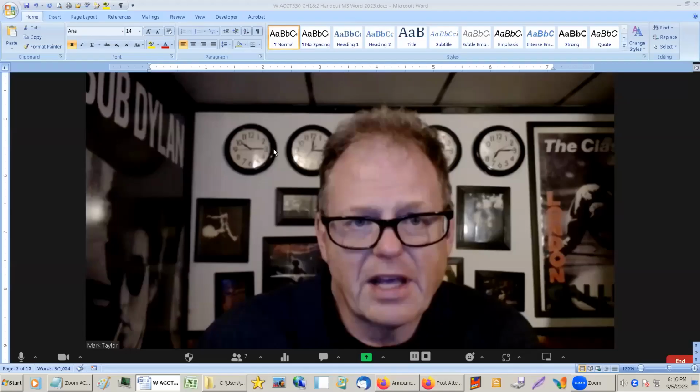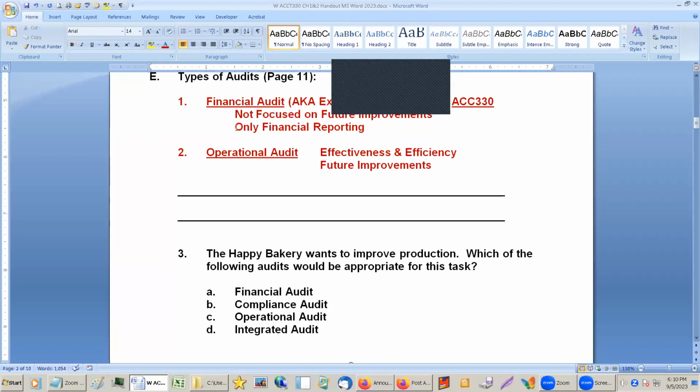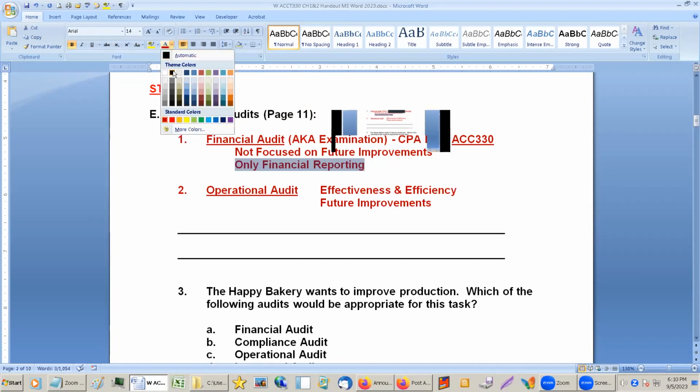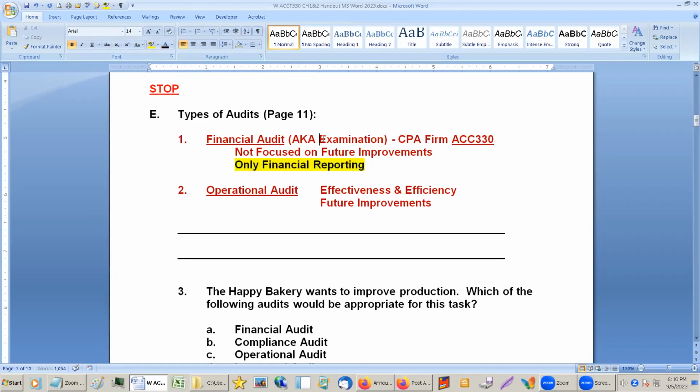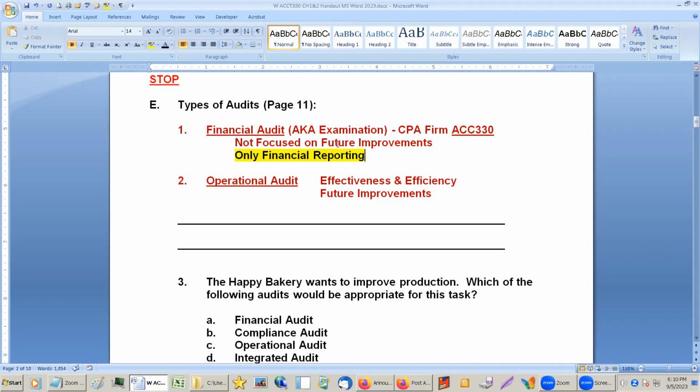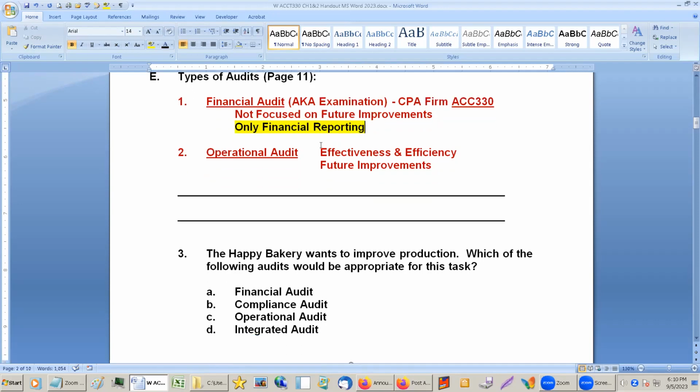So operational audits are done, and I've done them, but they are way different than financial audits. In financial audits, you have to be independent. In operational audits, you don't have to. You're trying to help them, you're trying to improve their business. So there's a big difference between operational audits and financial audits. Financial audits are only looking at financial reporting. And this is what the CPA exam is aimed at, because these are the ones you get your CPA license for.